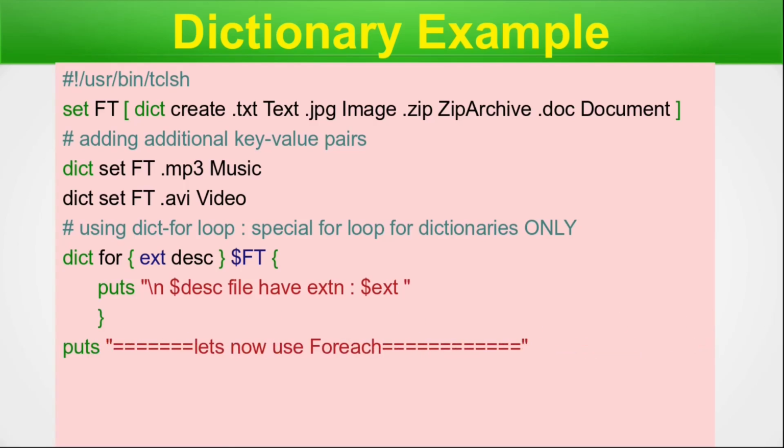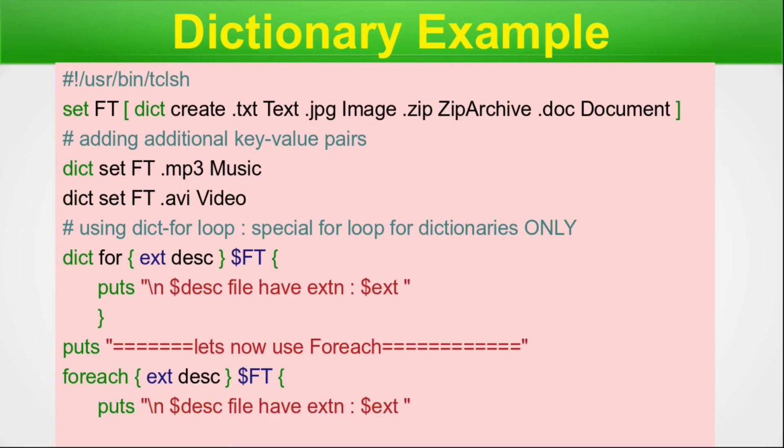This is one way. Another way is that we can use the general foreach loop for accessing this particular data structure. That is not a limitation. We can use the foreach command, and then we use the list, which contains two variables, ext and desc, and then we use $ft. In a similar fashion, we print out the same line and close. So these are the two ways of accessing the dictionary elements one by one, and we have seen how we create a dictionary. So that's all with this particular slide.